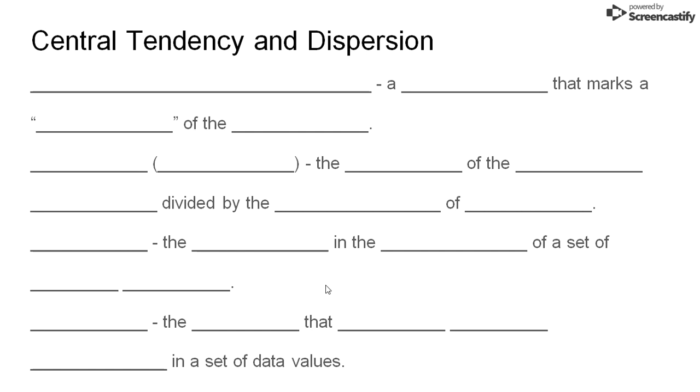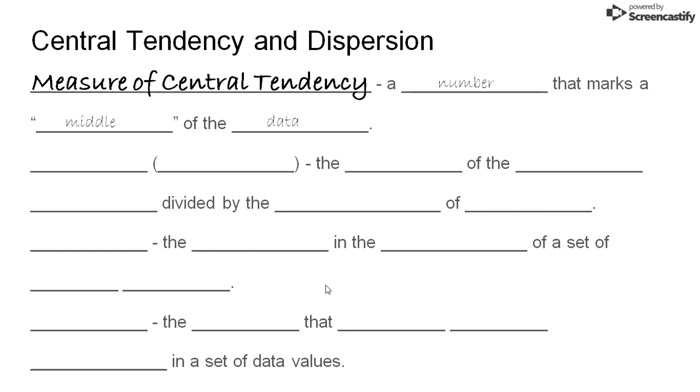So at the very beginning, we have the measure of central tendency, which is really just a number that marks a "middle" of the data. And middle is in quotations because it won't necessarily mean the exact middle each time. The first type of measure of central tendency is the mean, which we really know is just the average, and you can find this by finding the sum of the data values divided by the number of values.